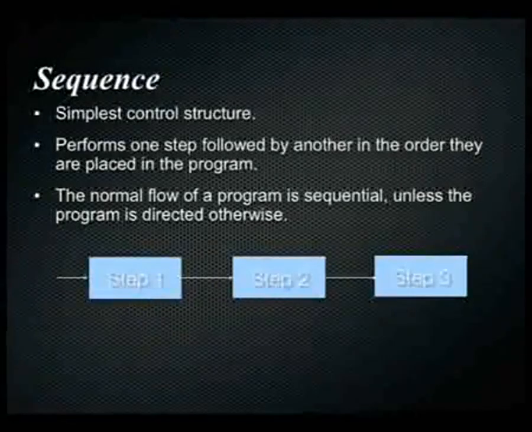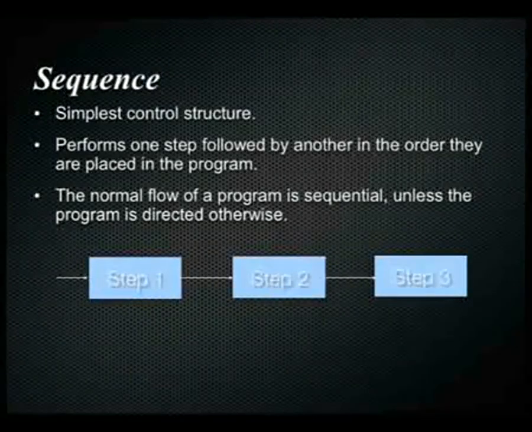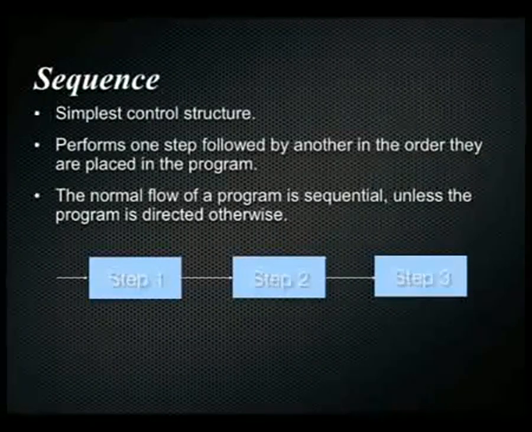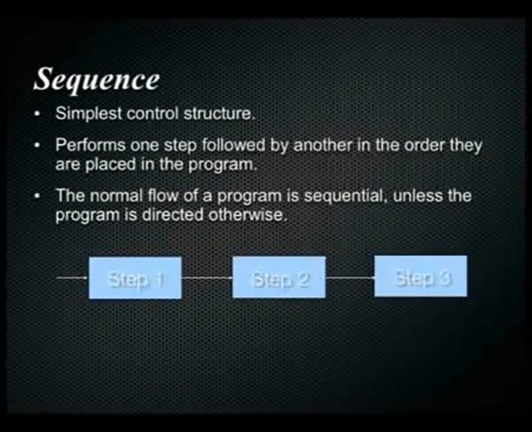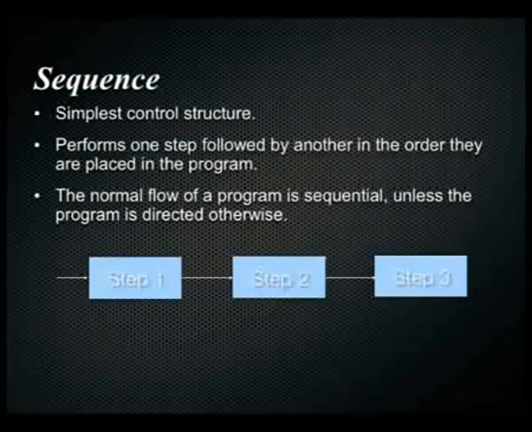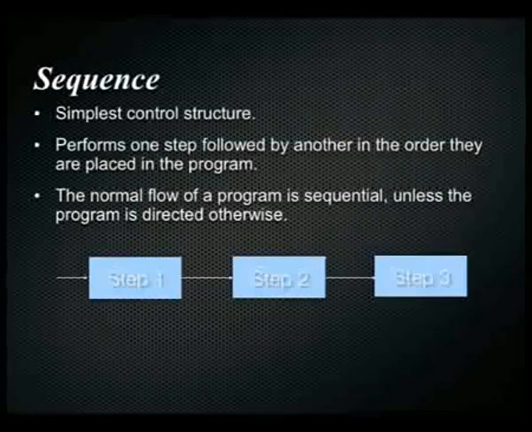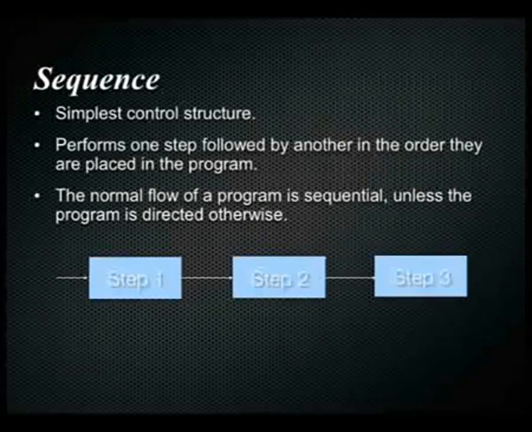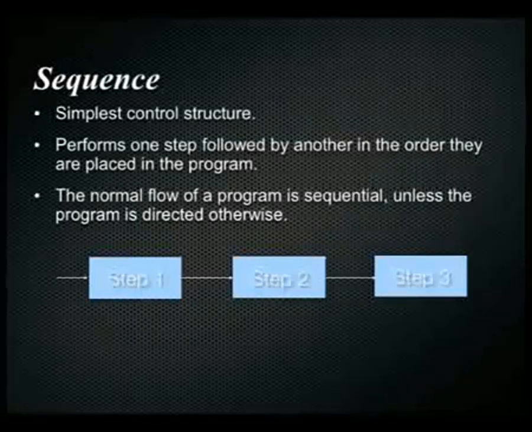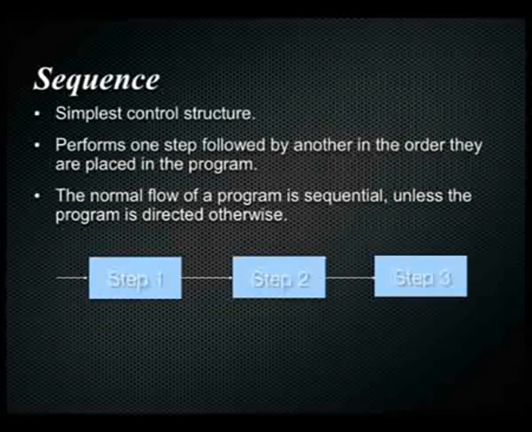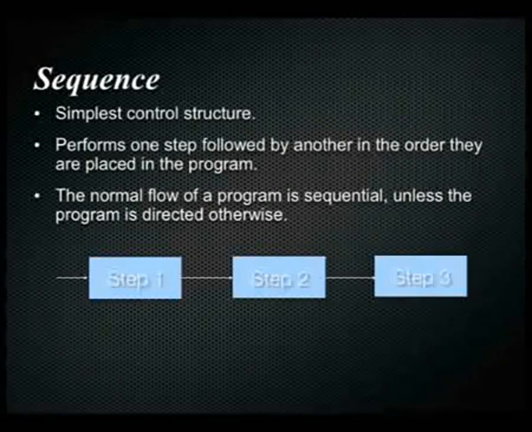So when it comes to sequence, as I said before, this is the simplest control structure. This is simply where we do one step after another, like in the recipe. Step 1, step 2, step 3, step 4, step 5, step 6, and so forth. So they simply do these statements in our program in the order that they appear. And of course, the normal flow of a program is sequential unless the program is directed otherwise. So unless we hit one of the other control structures, the flow of the program is always sequential.